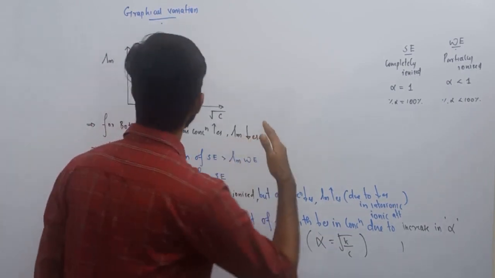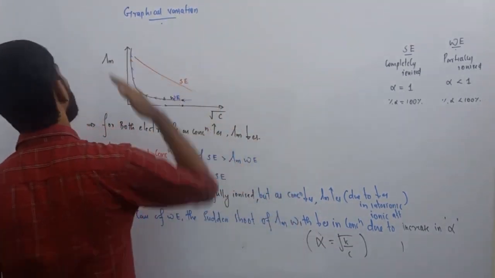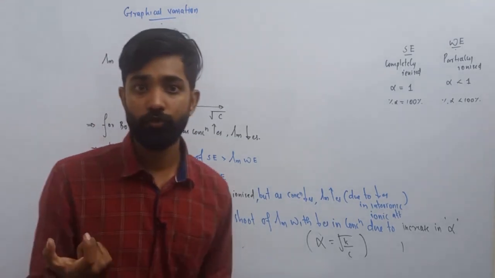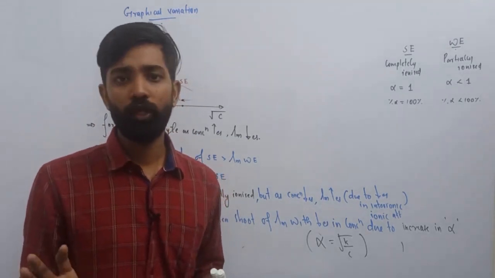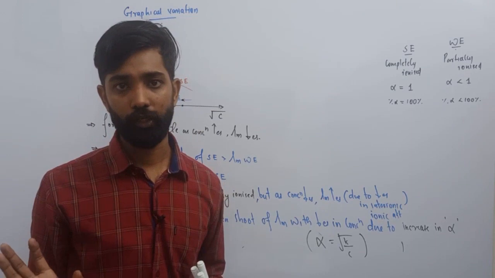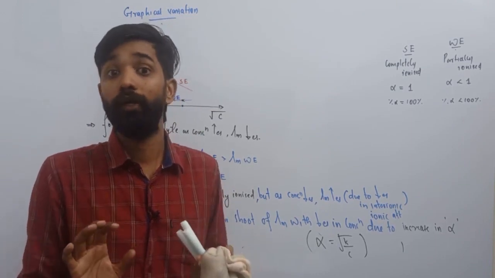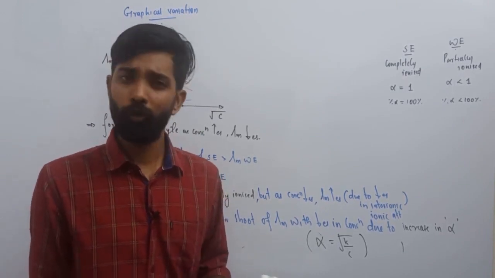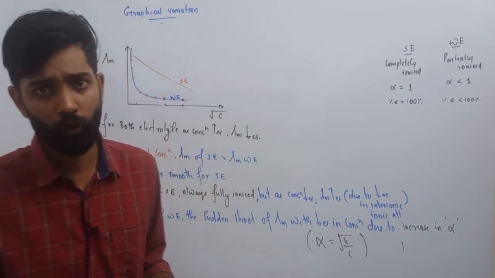Why is there a gradual increment of lambda m with respect to a decrease in concentration of a strong electrolyte? It is due to the decrease in interionic attraction, because there is no degree of ionization involved there, since your strong electrolyte is already fully ionized.